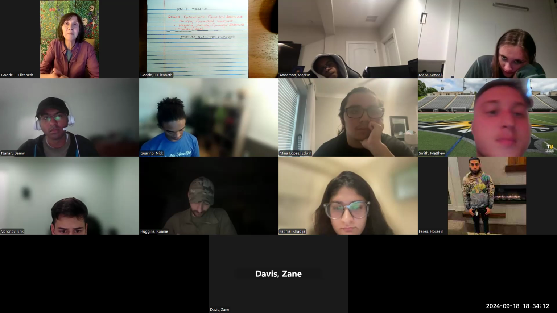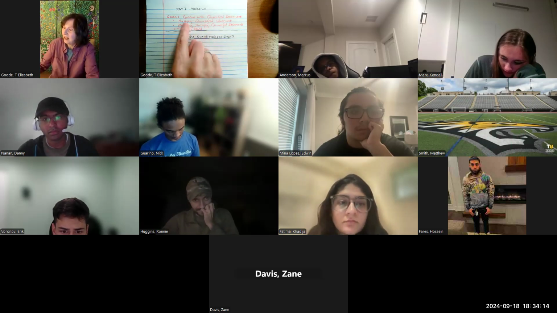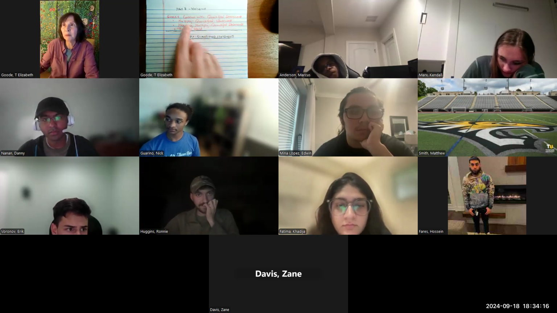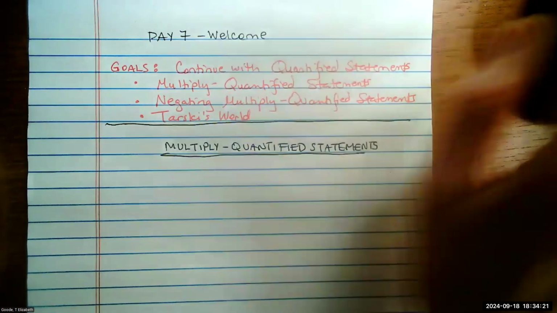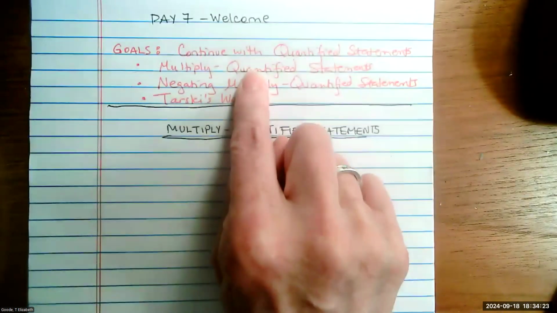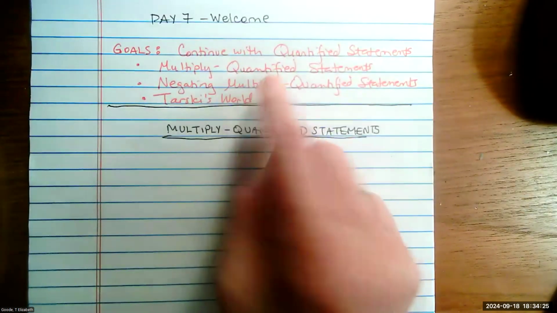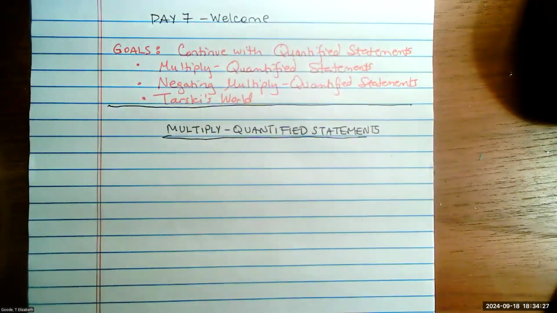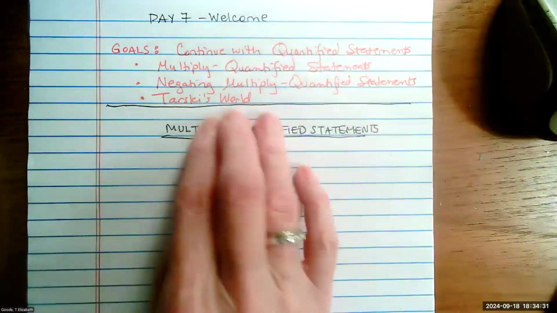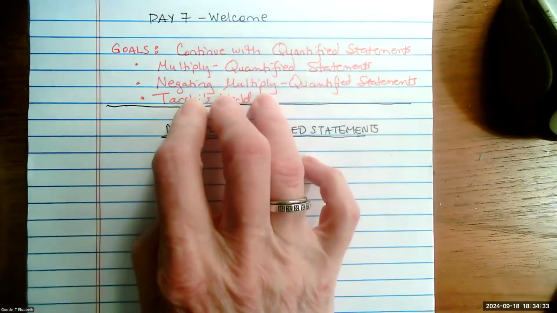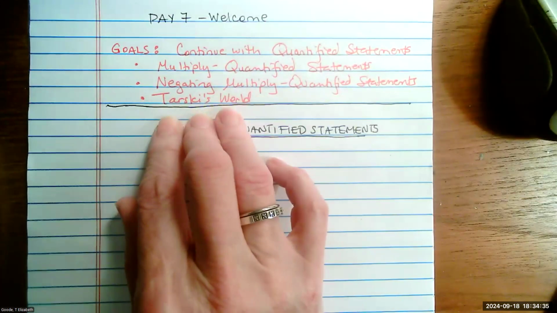And we're going to look at multiply-quantified statements. It looks like multiply-quantified, but we read this multiply-quantified: statements with more than one quantifier, right? So we're going to also learn to negate multiply-quantified statements, and then we're going to play games with Tarski's world.